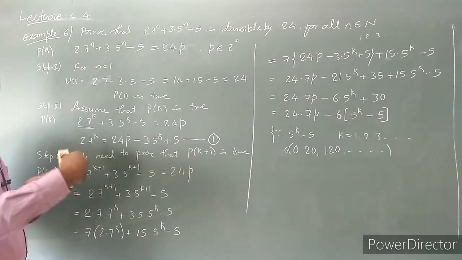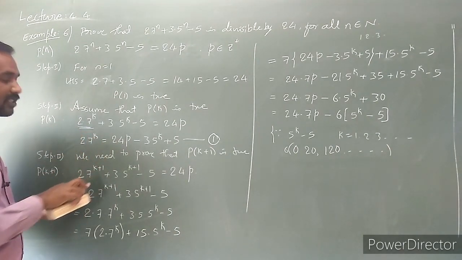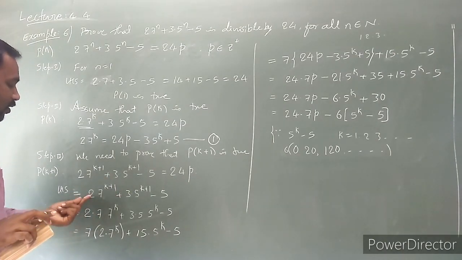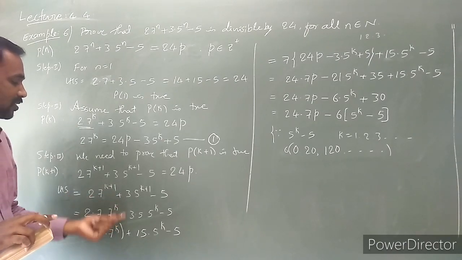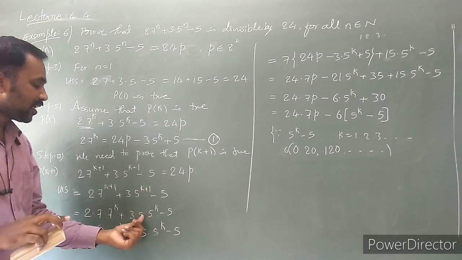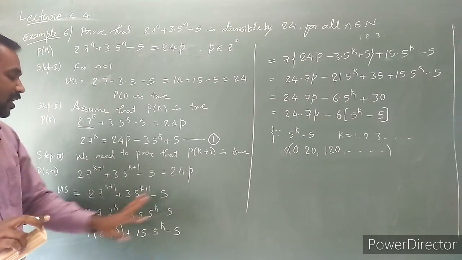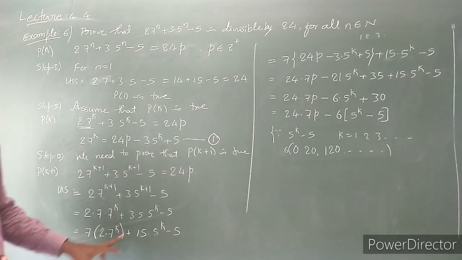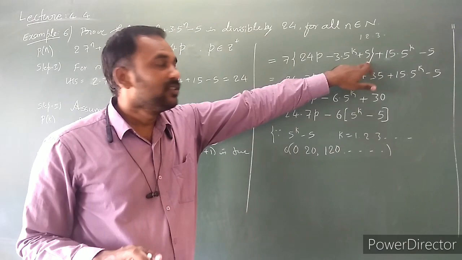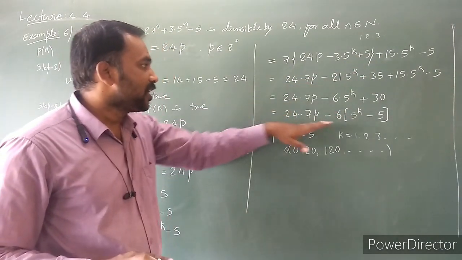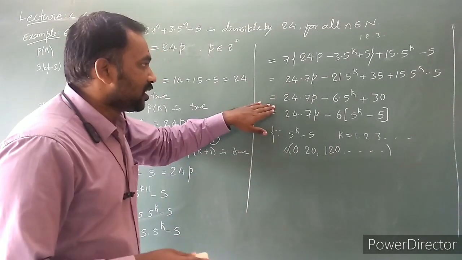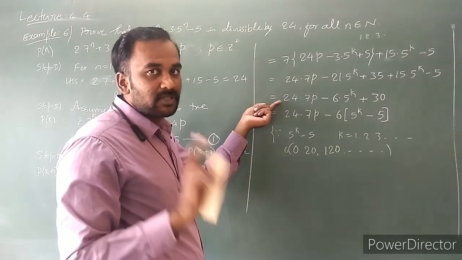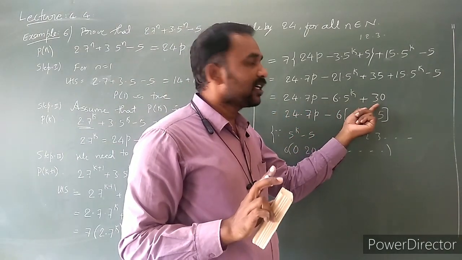How am I taking 24 as common? I am splitting 2 into 7 power k plus 1 plus 3 into 5 power k plus 1 in this manner: 2 into 7 power k plus 3 into 5 power k plus 1 can be split into 5 into 5 power k minus 5. Now from equation number 1, replace the 2 into 7 power k value. Simplify. After simplification we got this result: 24 times 7 power k. Out of the 3 terms, 24 is common from the first term. But here it is not 24, here also it is not 24.